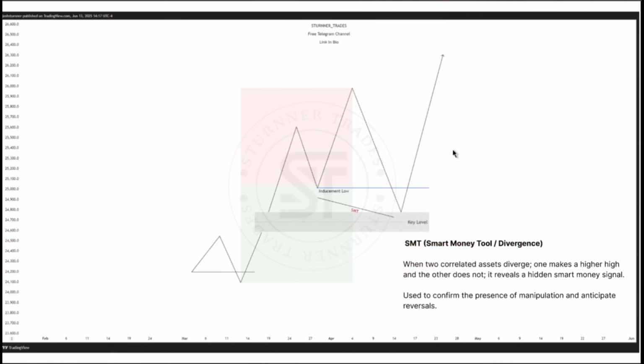Now that you understand how each of these concepts works, let's put it all together. I'll show you exactly how I combine them to frame my weekly setup on gold, how I anticipate where smart money is reaching for, and how I align myself with their footprint to catch high probability moves.